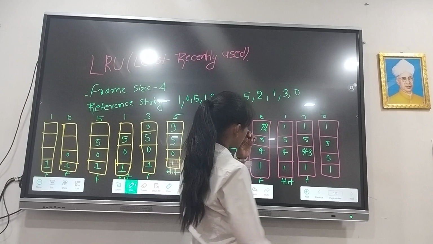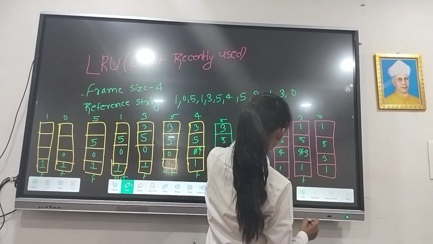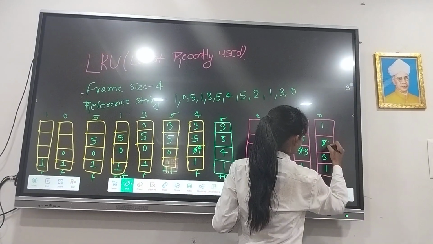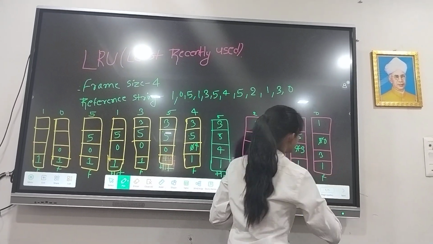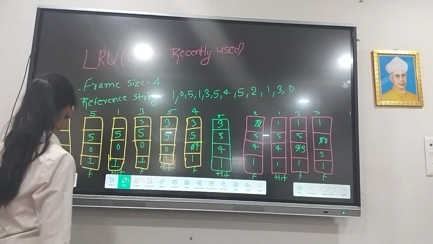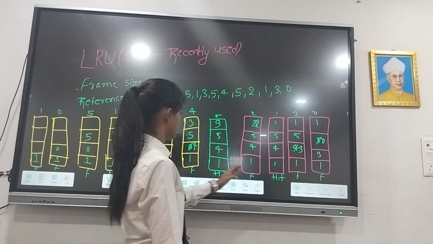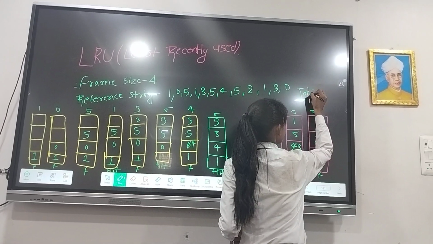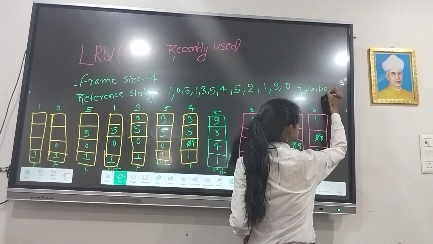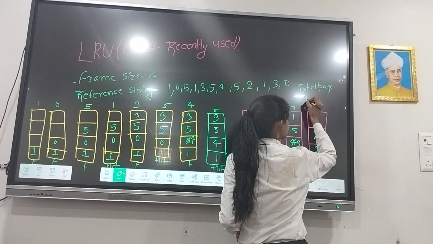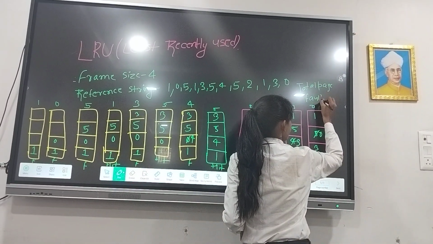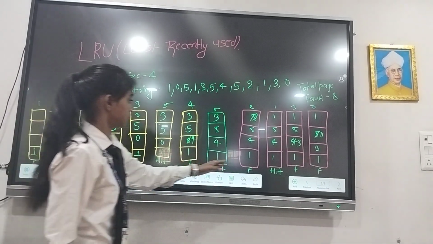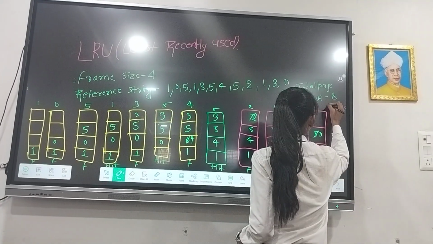Another page is 0, so 0 is not in the frame, so we will replace it with the 5, which is least recently used, so there will be a page fault. Then the total number of page faults is 8. And total number of page hits is 4. That's all from my side.